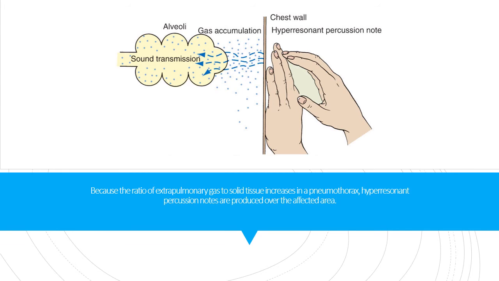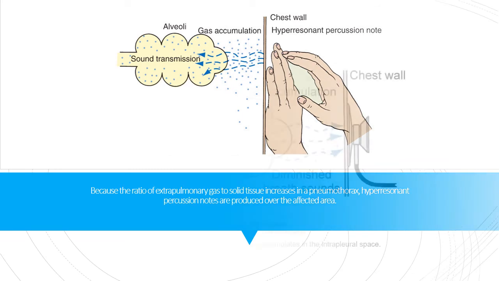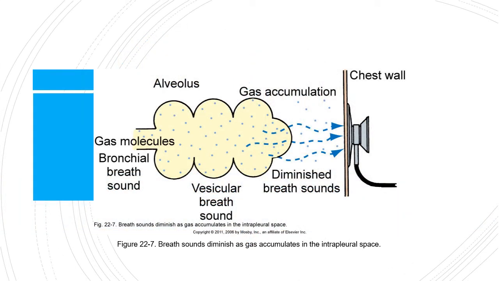Because of the ratio of extrapulmonary gas to solid tissue increasing in a pneumothorax, hyperresonant percussion notes are produced over the affected area. This shows the sound transmission with the gas accumulation when you tap on the chest wall. Breath sounds may be diminished as gas accumulates in the intrapleural space. This shows how the gas accumulation may muffle the diminished breath sounds, and why.